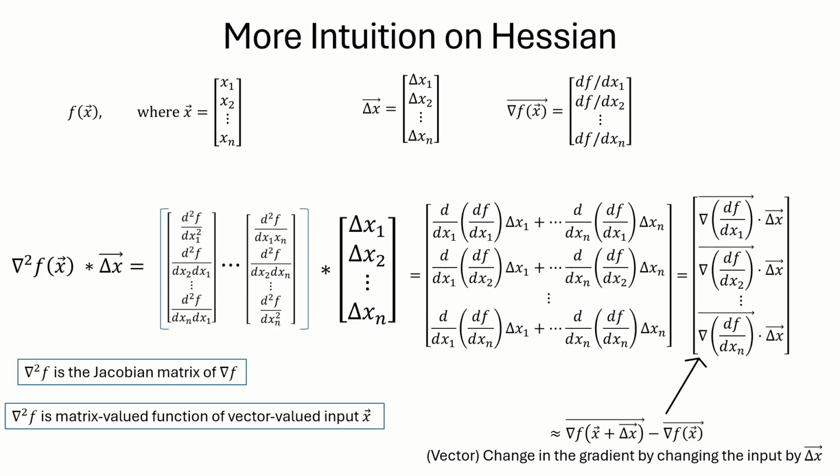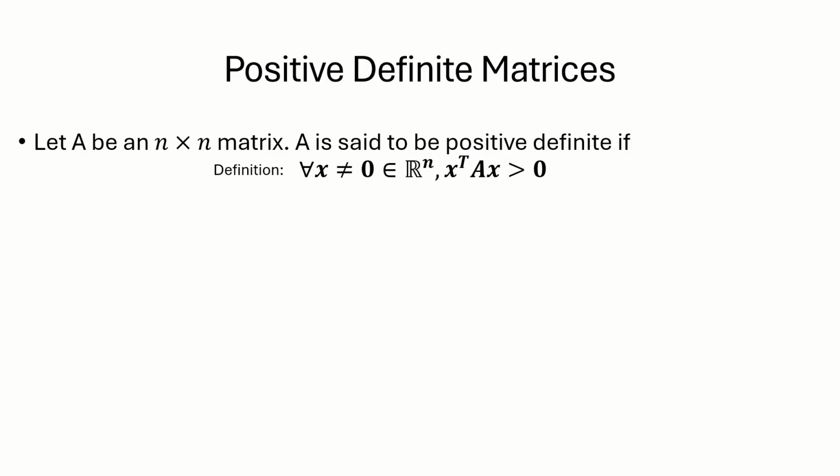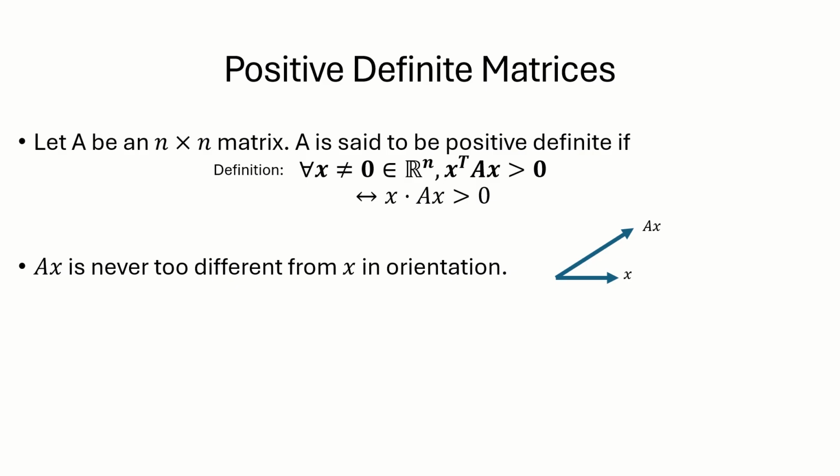Now that we know what the Hessian matrix is, let's cover a little more terminology. A matrix A is said to be positive definite if for all vectors x that are non-zero, x transpose times A times x is greater than 0. Here times means matrix multiplication. This is nothing more than the dot product of x and Ax being greater than 0. You can think of this as saying that multiplying the vector x by the matrix A does not produce a vector that's too different in direction from x. If Ax was orthogonal to x, x transpose Ax would be 0. And if the direction were too far away, the dot product of x and Ax would be negative.